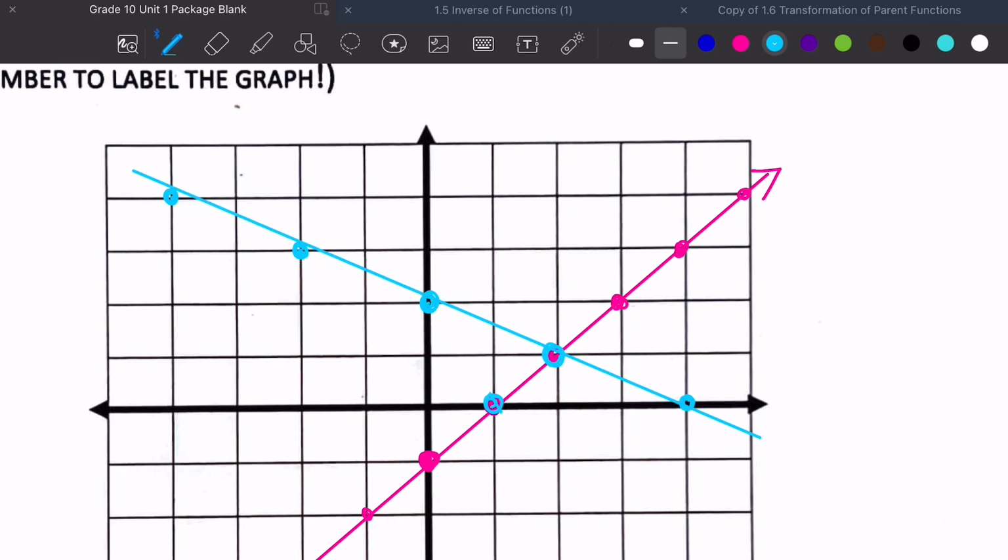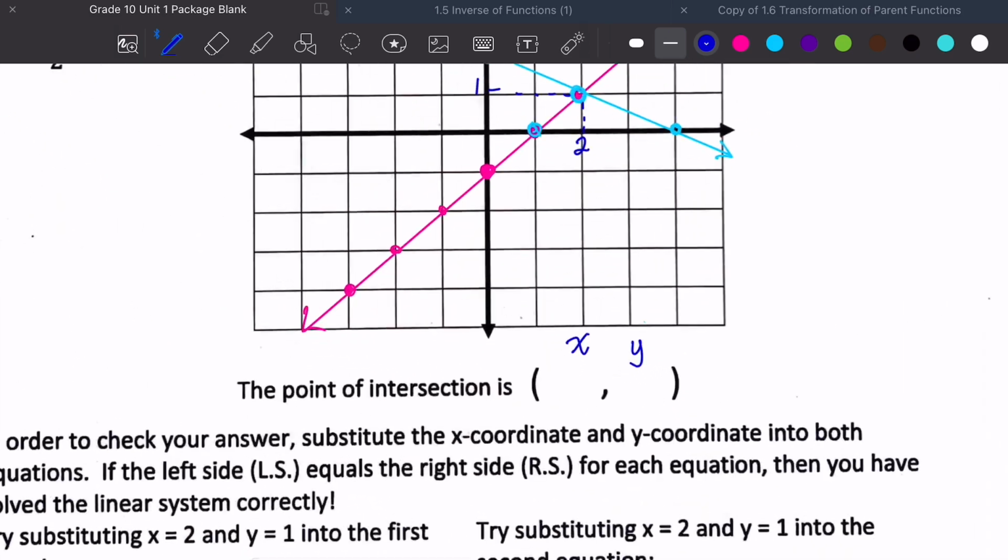Another pretty point, which now, what is the point of intersection? That looks to me like, yeah, at 2 and then at 1. Voila.